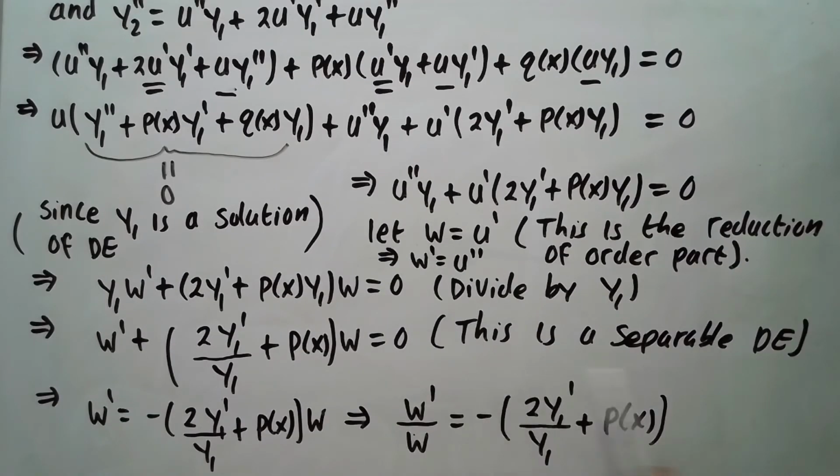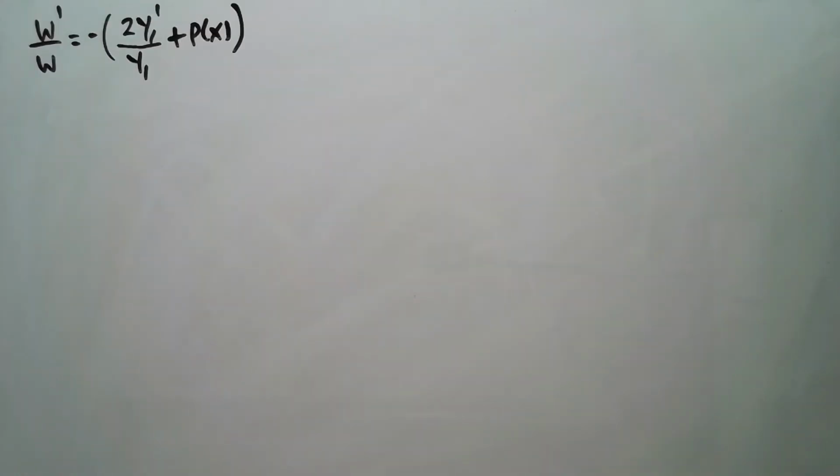Okay, so this is a separable differential equation. So moving this guy over here, we get this. And then dividing by w on both sides, we separate the variables. So we're going to integrate next. I'm out of space, so let me erase a few things and we'll continue. Okay, so we're to here.